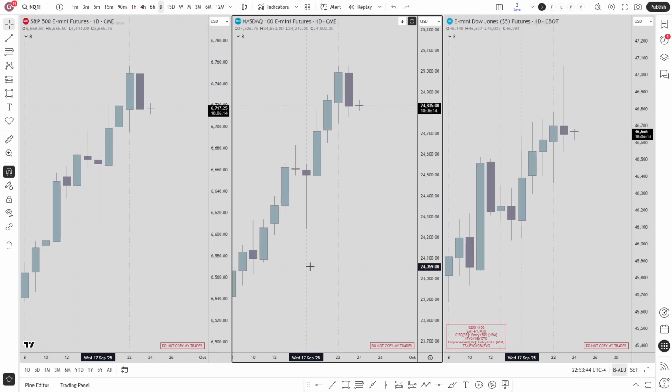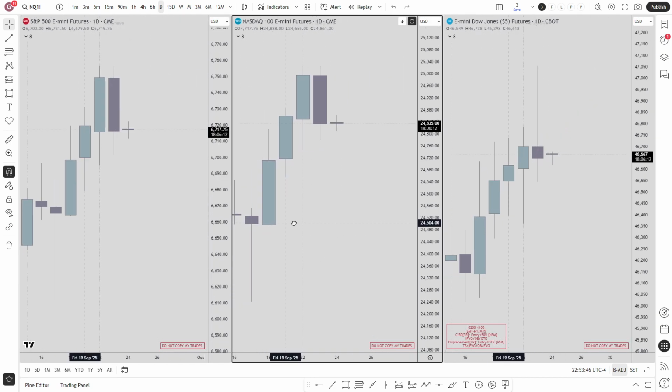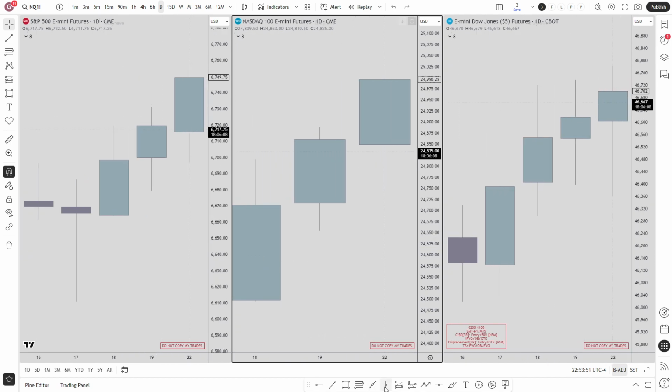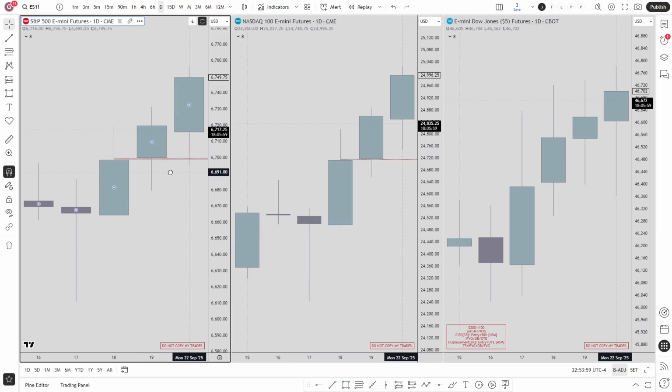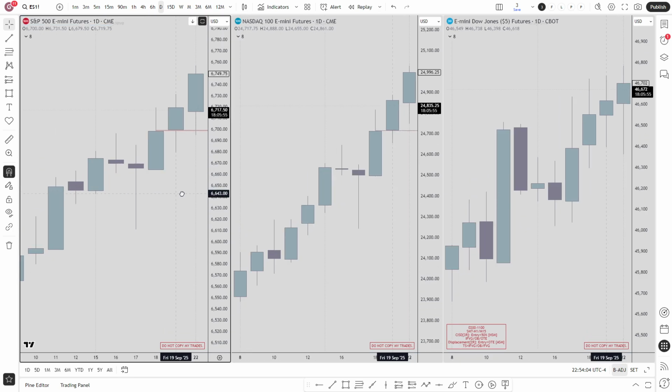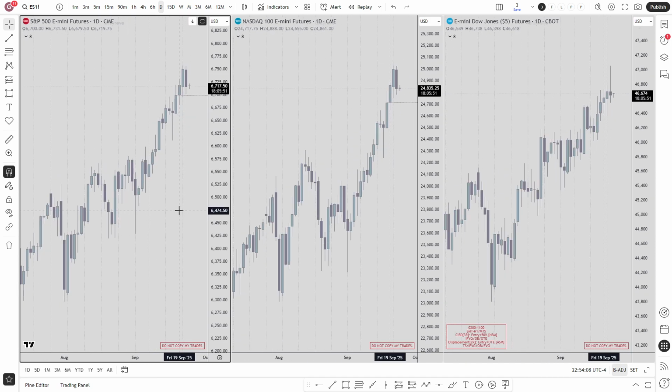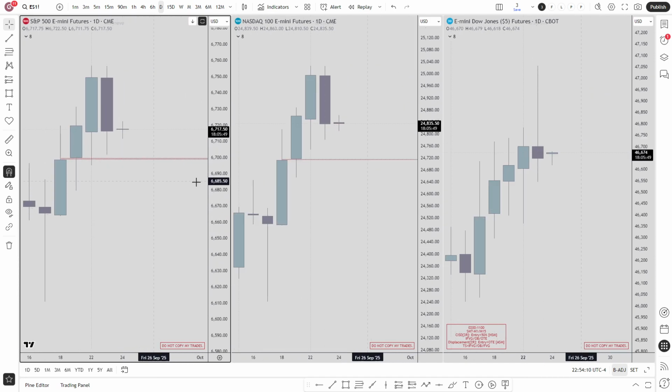Zooming out, what PD arrays then can we look for below Monday's low? On Nasdaq, we have this tiny little volume imbalance. On ES, we have this volume imbalance as well, but it was utilized before on Monday. Okay, let me just zoom it out. Maybe you can see a little bit clearer on where this is.